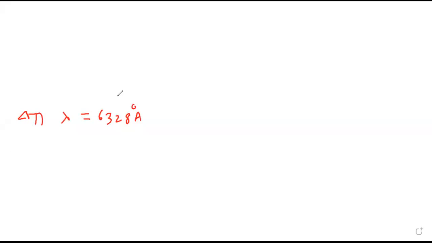If light of wavelength 6328 Angstrom is incident on a slit of width 0.2 millimeter, perpendicular, then angular width of central maximum. See, on one slit, then it is called diffraction. Incident on a slit, not double slit, that is called diffraction.